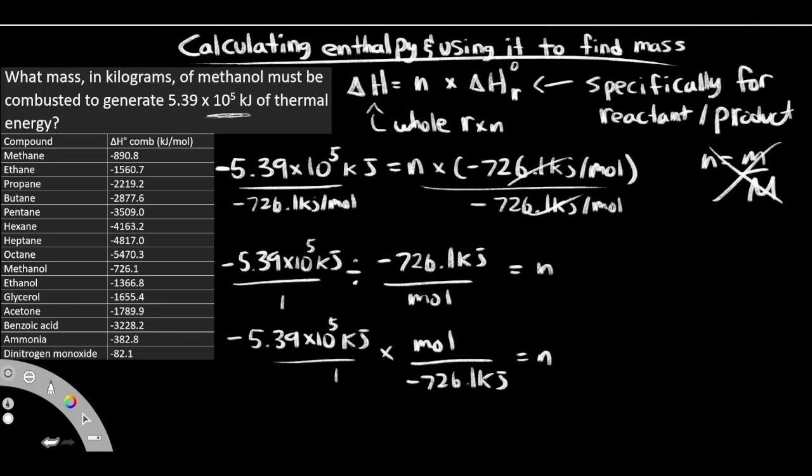So sorry, this is equal to the moles. And then again, diagonally, these units are the same. So this and this cancels out. So I end up just getting this value here, negative 5.39 times 10 to the 5 times mole divided by this value.